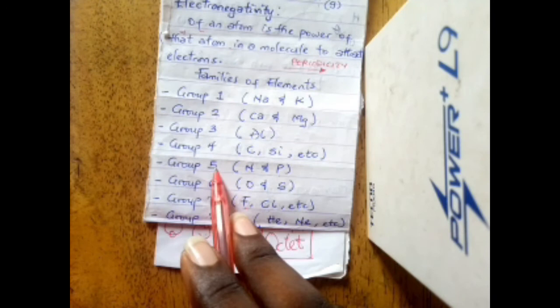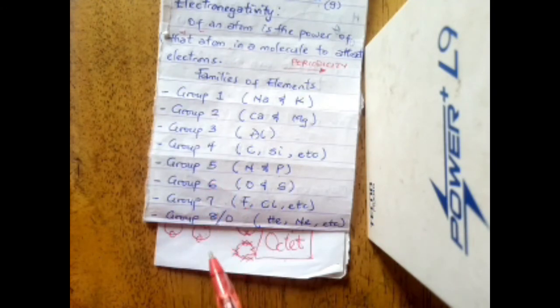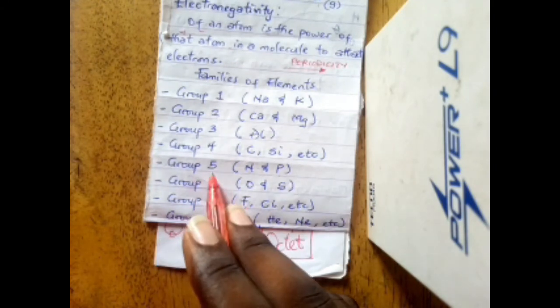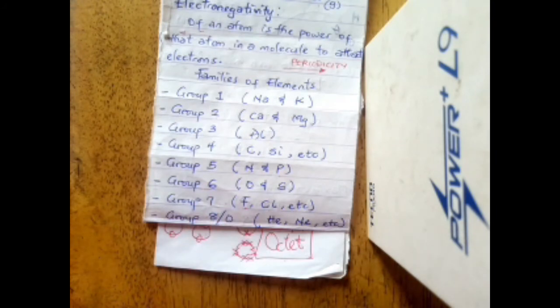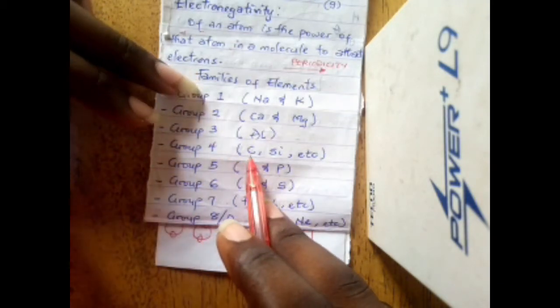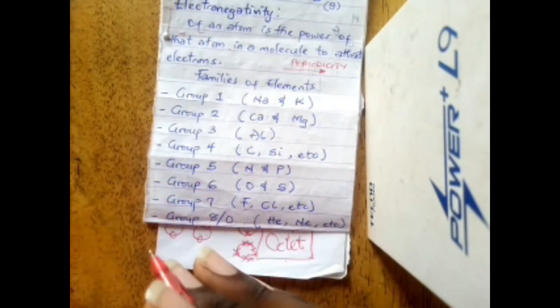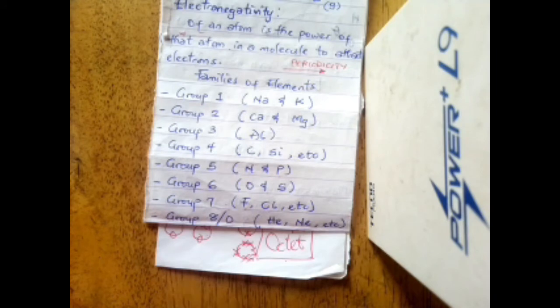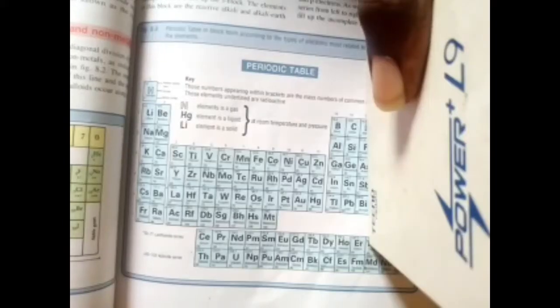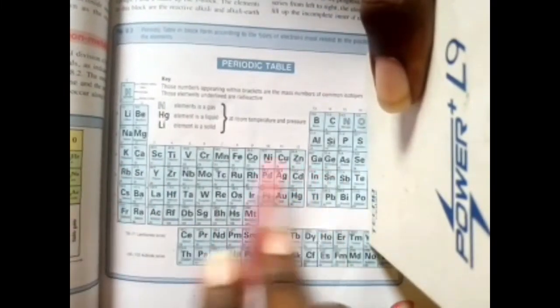You have group 5 also, you have nitrogen, they have similar properties also. They have valences of 5, some have valences of 3. You have group 6, you have group 7. Group 7 are the salt formers, they are the halogens. They are the most reactive non-metals. So as you move from left to right of a periodic table, you notice there is a change from metals to non-metals to metalloids. You have the transition elements and so on and so forth.